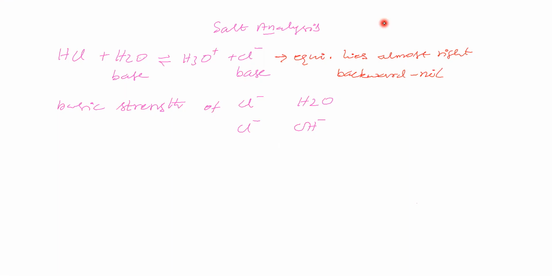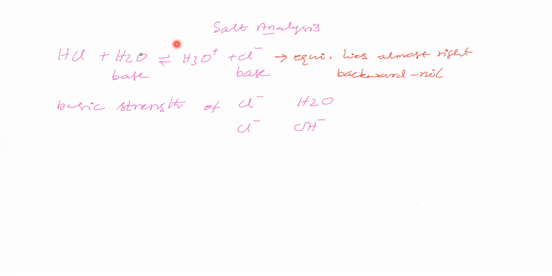There is no backward in the sense that Cl minus is unable to take H plus from here and become HCl. Backward is nil. What does it mean? Cl minus is not converting into HCl. Why? Cl minus is unable to take H plus from here. That's why no backward.